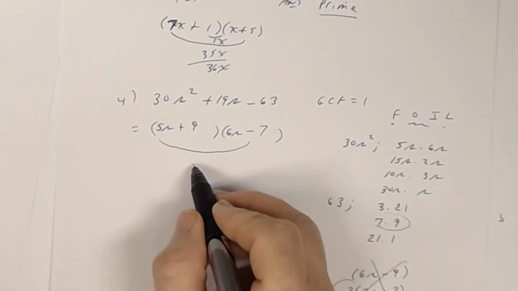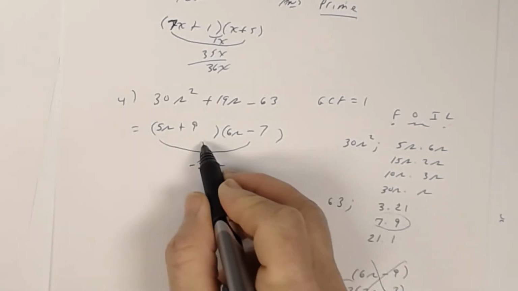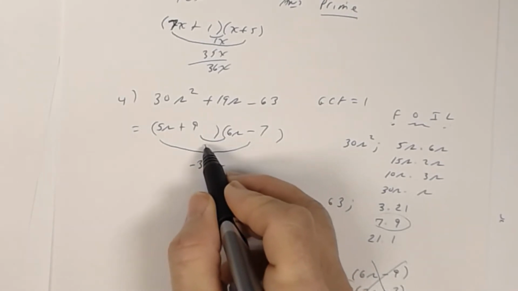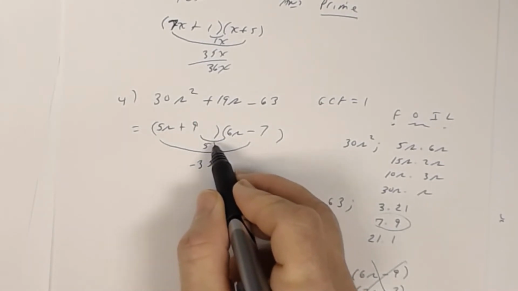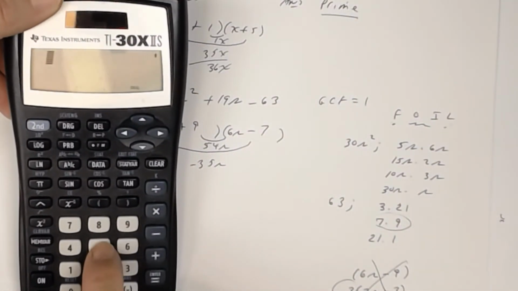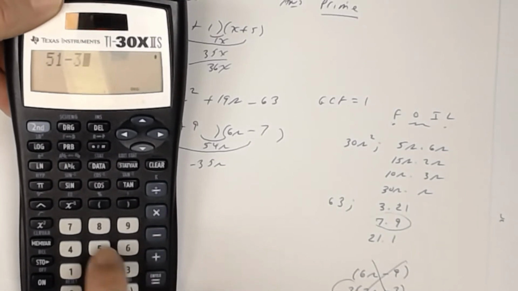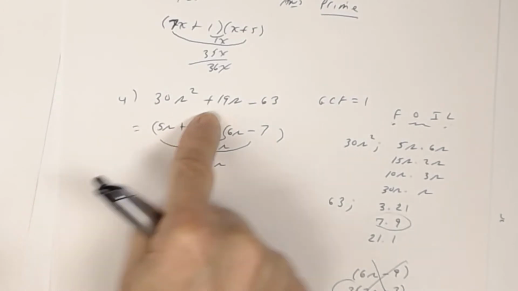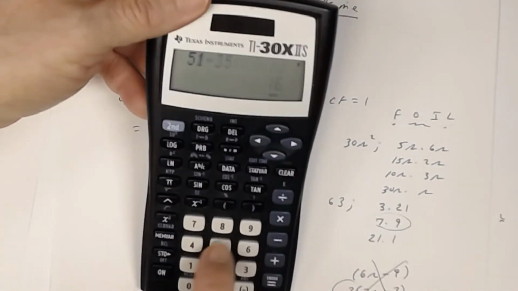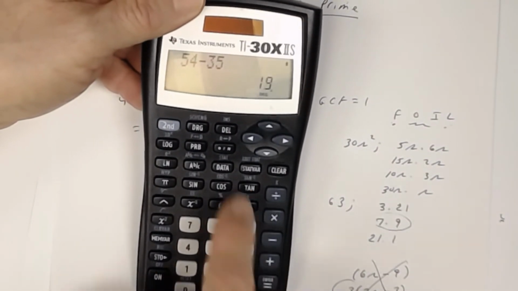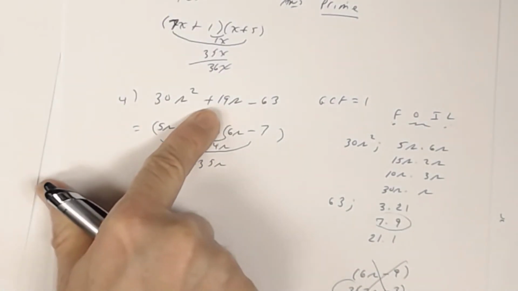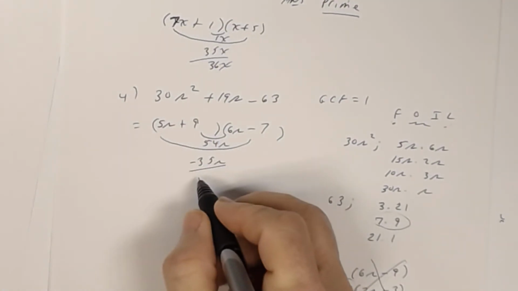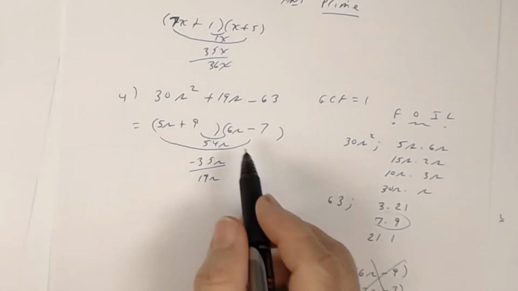The outer is a negative 35s. The inner is a positive 54s. And when you add them up, and if you have to use your calculator, use your calculator. So when you add them up, 54 minus 35 gives us 19. And notice this is what we wanted, right? So that gives us a positive 19s. And right off, I got the answer.